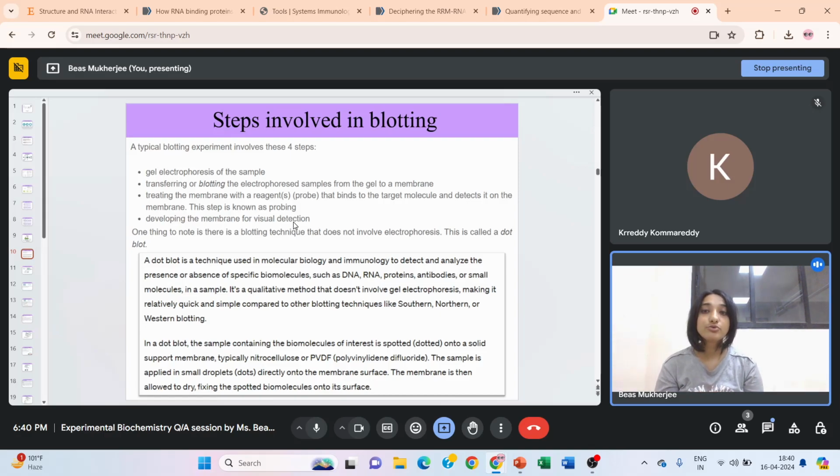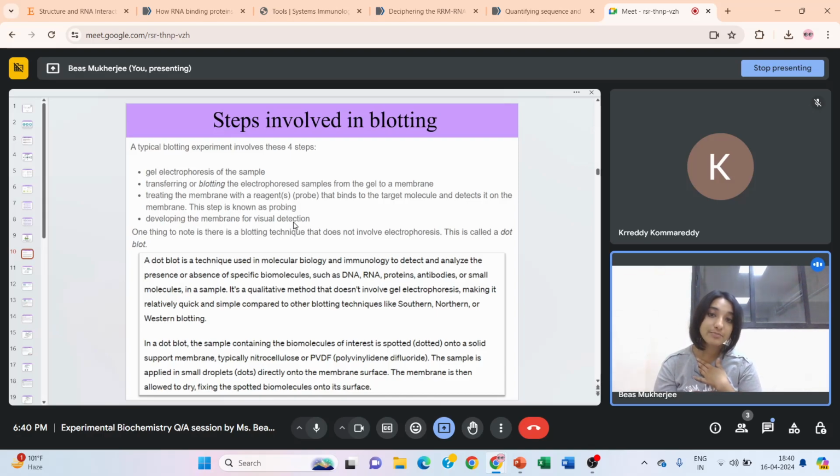One thing to note is that there is a blotting technique that does not involve electrophoresis. This is called dot blot. A dot blot is a technique in molecular biology and immunology to detect and analyze the presence or absence of specific biomolecules like DNA, RNA, proteins, antibodies, small molecules, etc. It is a qualitative method that does not involve gel electrophoresis, making it relatively quick and simple compared to other blotting techniques like Southern, Northern or Western blotting.